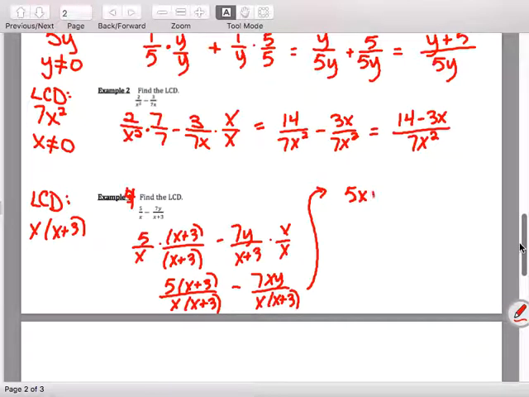So now I'm ready to put this over the common denominator. So I get 5x plus 15 minus, it does not matter the order there. All right, and there's nothing else I can do with that numerator. Let's go back. I forgot the restriction again. So x can't be 0 and x can't be negative 3.